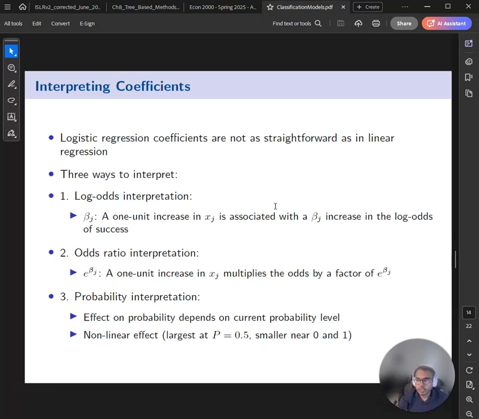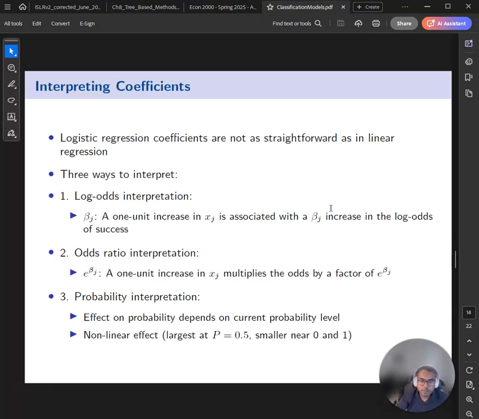What we do over here is raise e to the power of our coefficient, giving us e to the power beta1. This tells us that a 1 unit increase in x1 multiplies the odds by a factor of e to the power beta1. For example, if e to the power beta1 equals 2, then increasing x1 by 1 unit doubles the odds of success. If it is 0.5, it halves the odds. It's easier to relate to odds than log odds.